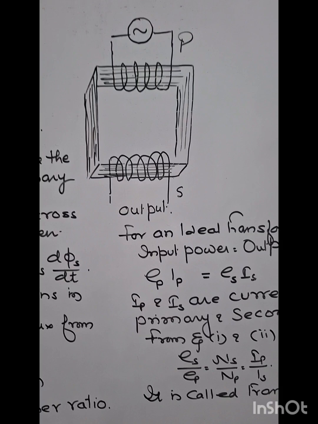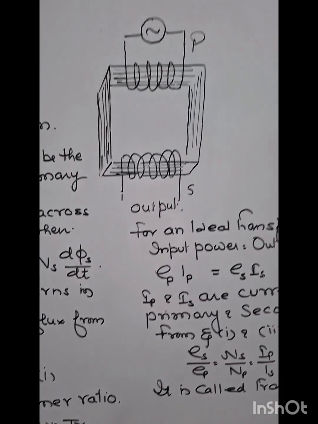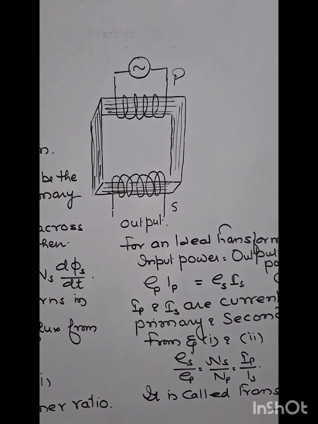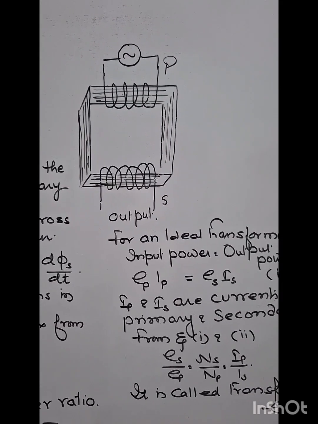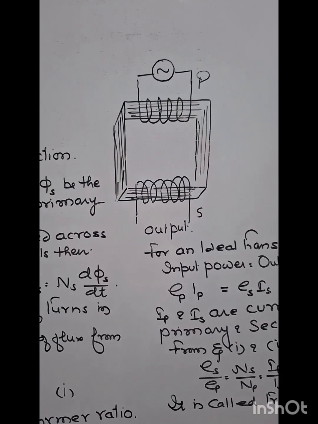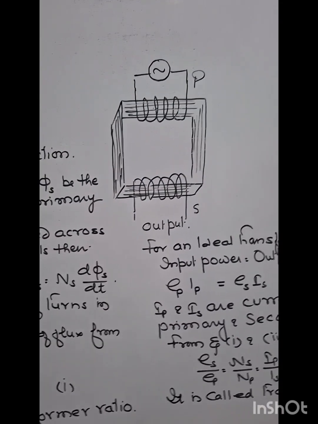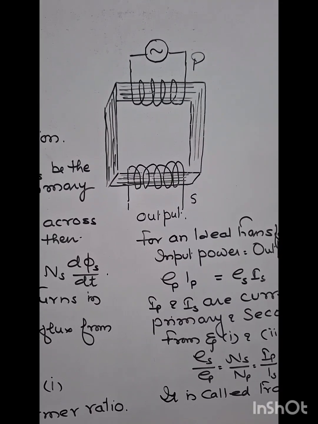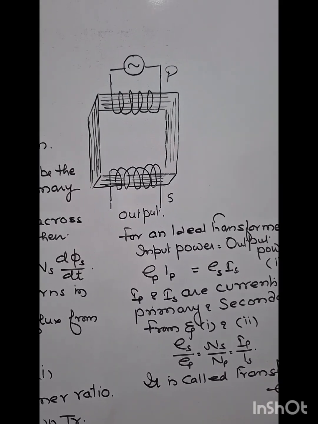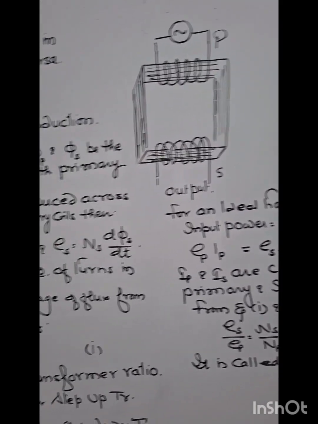along the secondary coil. Dear students, when alternating EMF is applied across the primary coil, varying current flows in the primary coil, due to which magnetic flux changes. This magnetic flux is also linked with the secondary coil and EMF is induced in the secondary coil.